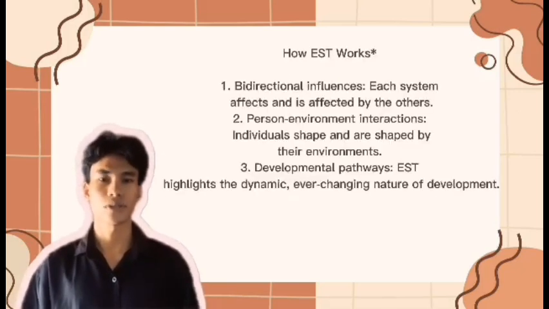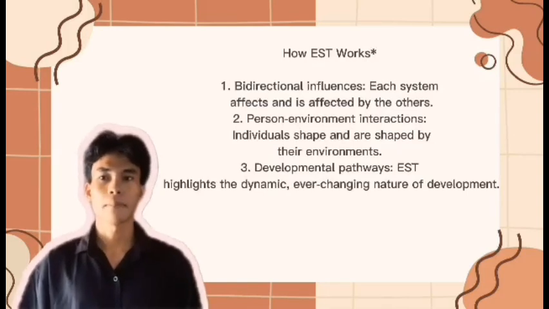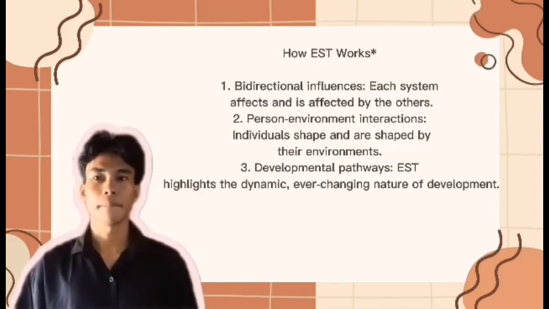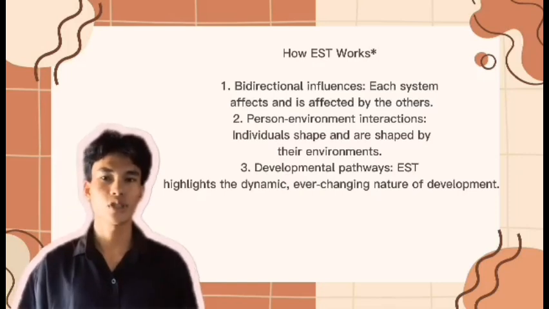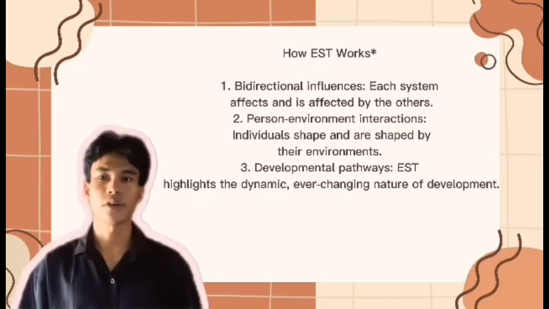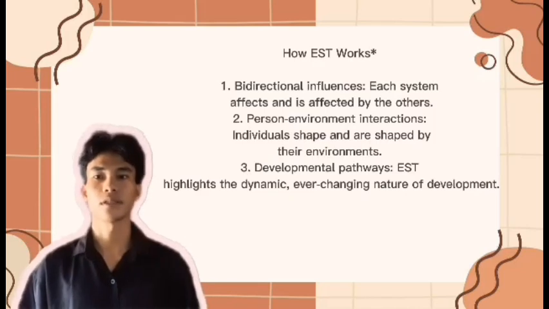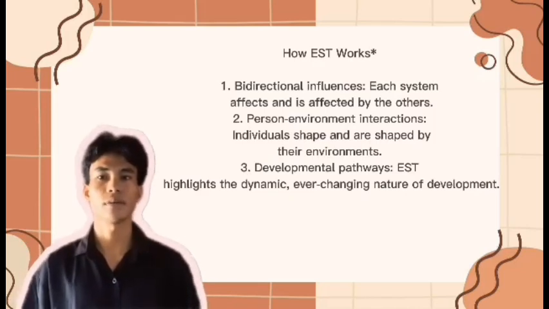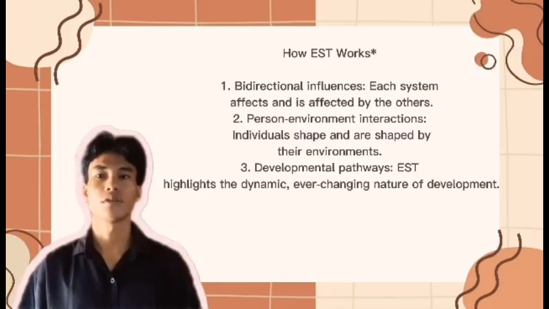How does it work? Number 1, bi-directional influences. Each system's effects are affected by others. Number 2, person-environment interactions. Individuals shape and are shaped by their environment. Number 3, the last one, developmental pathways. EST highlights the dynamic, ever-changing nature of development.